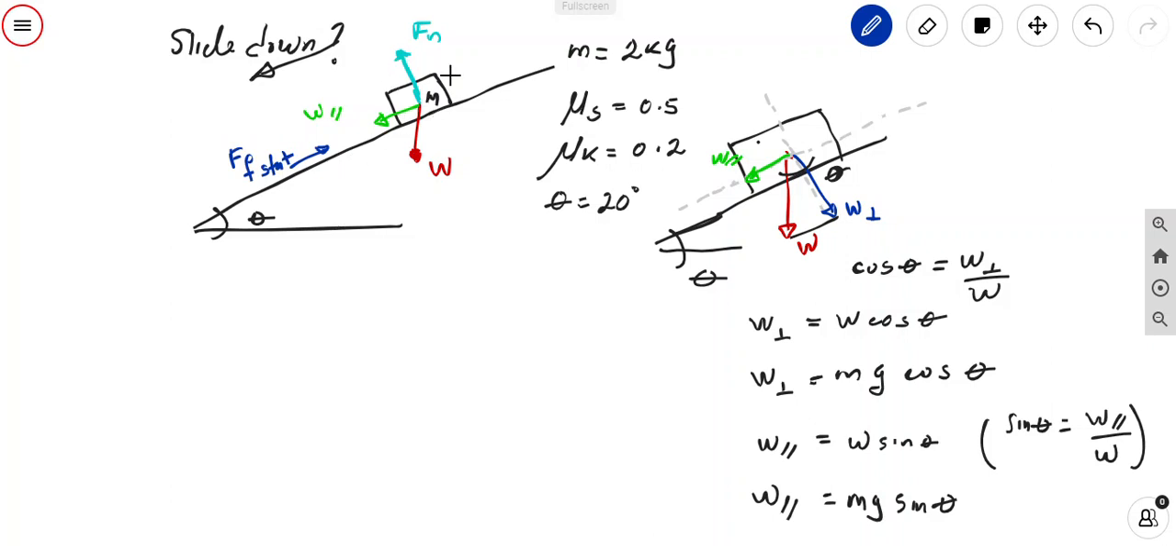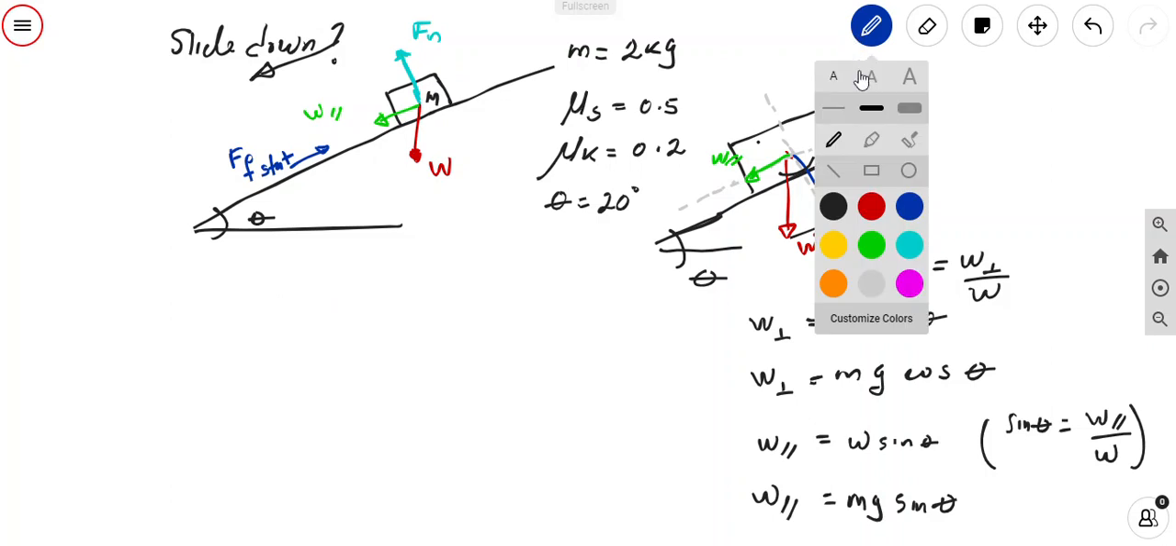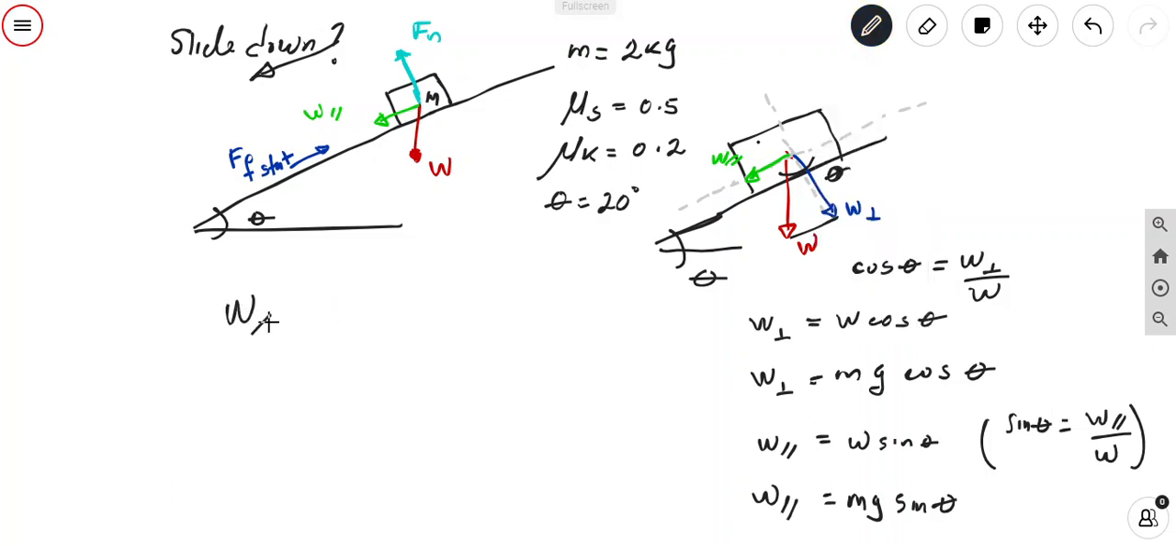So the only way that this block slides down is if the parallel component of the weight is greater than the force of static friction. That is basically the force that is pulling down this block. If it is lower than or equal to the force of static friction, the block is going to stay at its position. So I want to know if this slides down or not.